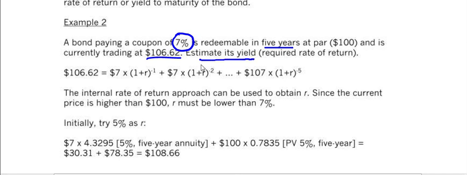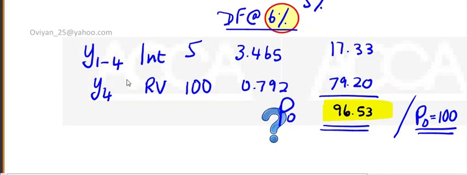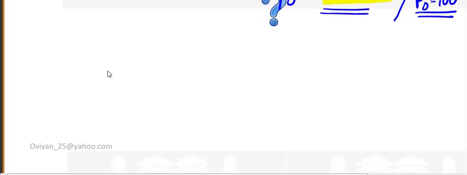Estimate its yield. Now you have to use an IRR approach. You need to have 2 discounting factors. So what we are going to do here is, first of all, you need the cash flows. It's just like an investment, you need the cash flows. So what are the cash flows here?